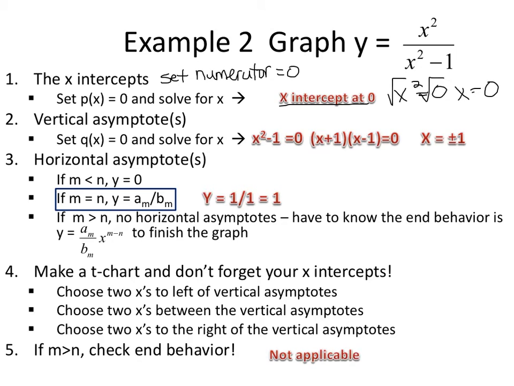A vertical asymptote is where you set the denominator equal to 0. So we're going to set the denominator equal to 0.